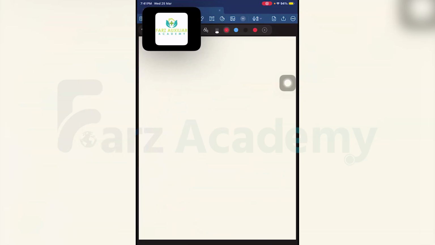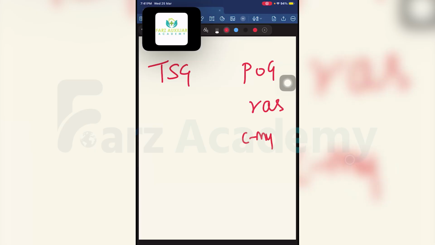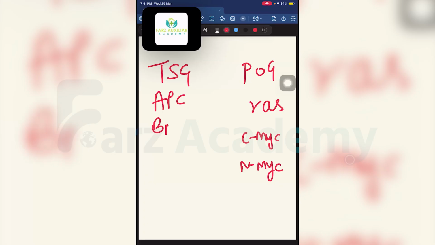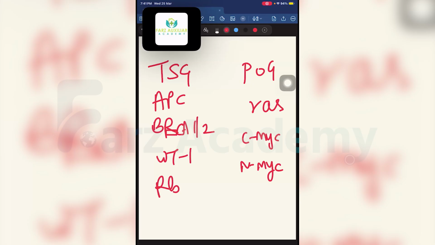Now, when I come to cancer genetics, I have something called tumor suppressor genes, as we told, and there were proto-oncogenes. Proto-oncogenes you can say as RAS, like in rhabdomyosarcoma, c-MYC in Burkitt's lymphoma, n-MYC in neuroblastoma. Some tumor suppressor genes are like your APC gene of colorectal cancer, a very important gene, your BRCA, breast cancer, ovarian cancer genes, BRCA1 and 2, your WT1, Wilms tumor gene, your retinoblastoma gene. These are all tumor suppressor genes.